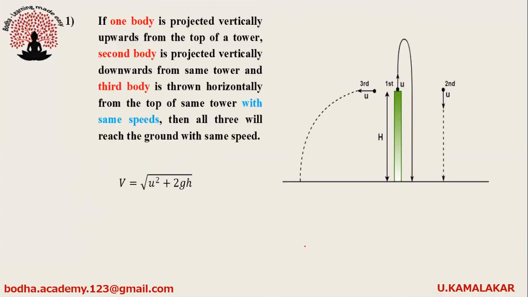Now consider one body is projected vertically upwards from top of tower, second body is projected vertically downwards from same tower, and third body is thrown horizontally from top of same tower. All three bodies are projected with same speed. Then all three bodies will reach the ground with same speed. v = under root u square plus 2gh.